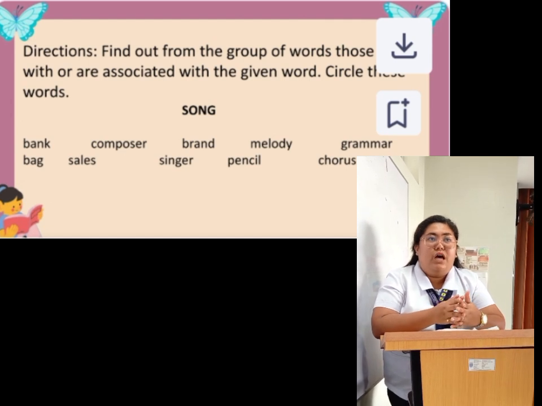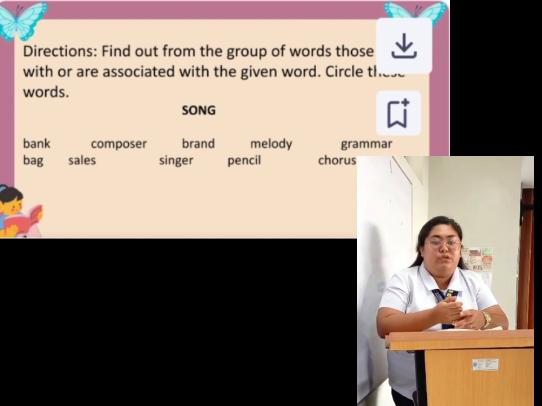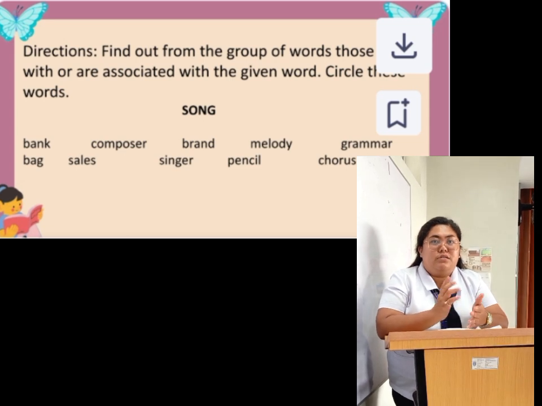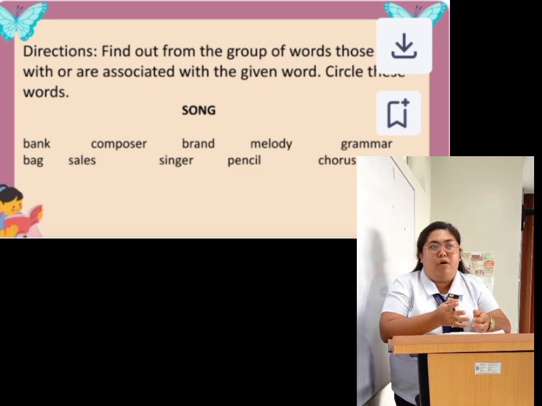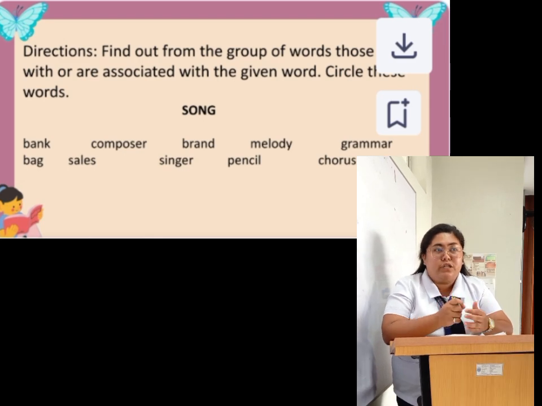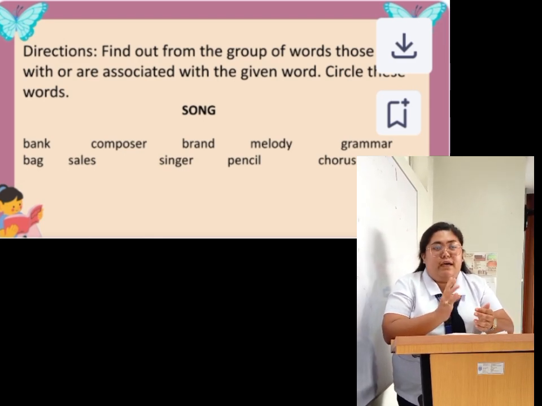Directions: find out from the group of words those that are associated with the given word. Circle this word. For example, our topic is about song. So you should encircle the word that identifies or describes a song.